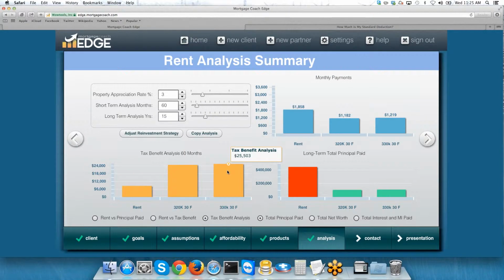Now, for any of you who would like to actually have the equations behind the tax benefit calculation, we do have that available on our knowledge base, and we also have it in support. So if you'd like to find it, check out help.